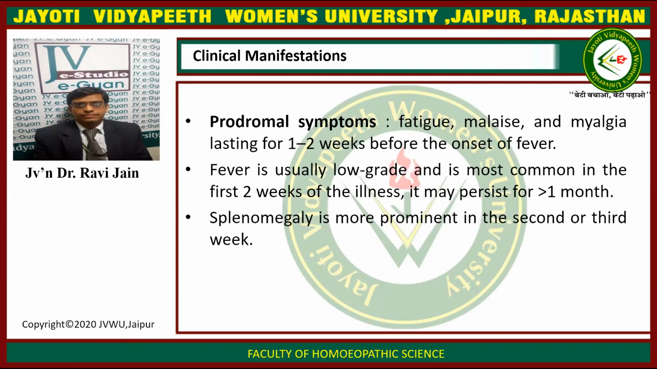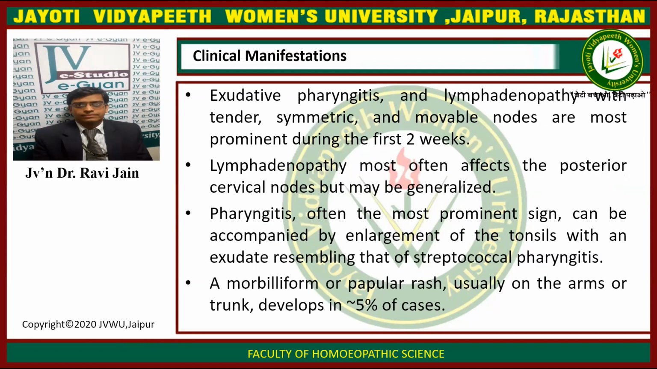Now we come to the prodromal symptoms of infectious mononucleosis. The prodromal symptoms consist of fatigue, malaise, and myalgia lasting for 1 to 2 weeks before the onset of fever. The fever is usually low grade and is most common in the first 2 weeks of illness. It may persist for greater than 1 month, whereas splenomegaly is more prominent in the second or third week. There is exudative pharyngitis and lymphadenopathy with tender, symmetric, and movable nodes. These are most predominant during the first 2 weeks.